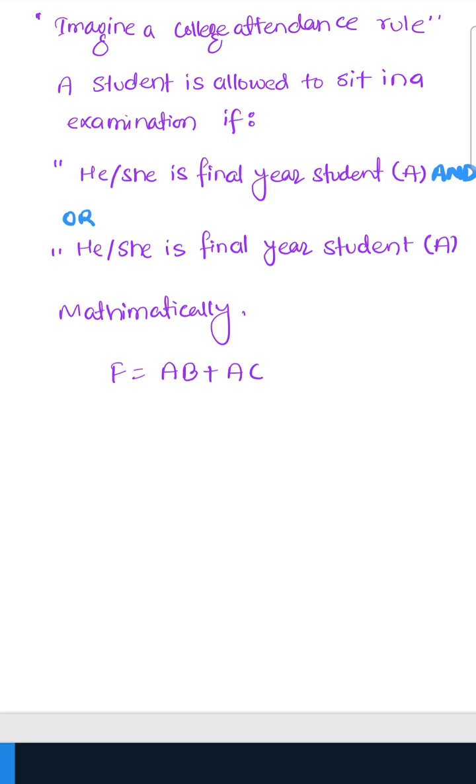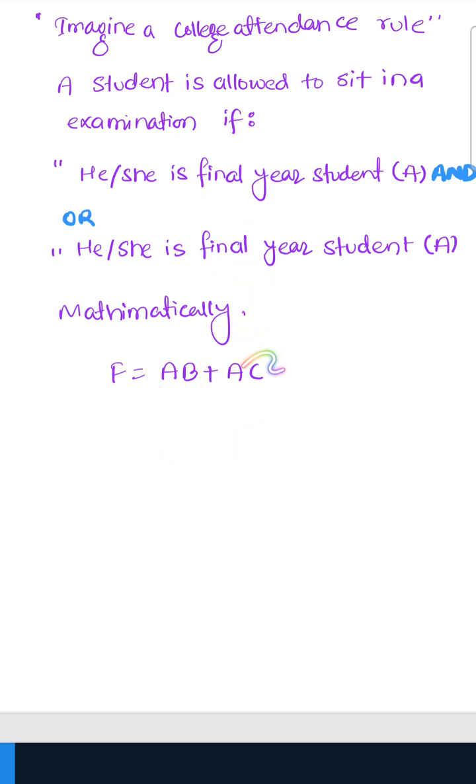function f equals AB plus AC, where function f means if student is allowed to sit in examination or not. Its value can either be 1 or 0, right? And the first condition can be mathematically represented as: either the student is a final year student and he or she had paid all the fees. You can see in between the A and B condition there is a multiplication sign, right? Multiplication means AND gate, right?